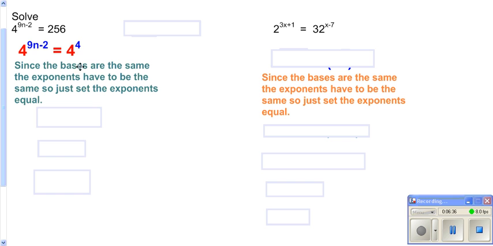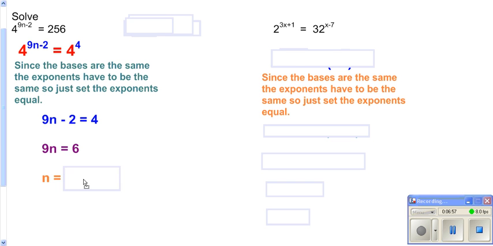When you end up having both sides with the same base, the only way these can be equal is if the exponents are equal. So basically, you're dropping the bases since you've converted them both to be the same. So you're going to set the two blue exponents equal to each other. Now you're going to solve this just by adding 2 and then dividing by 9. And we end up getting 6/9, which reduces down to 2/3.